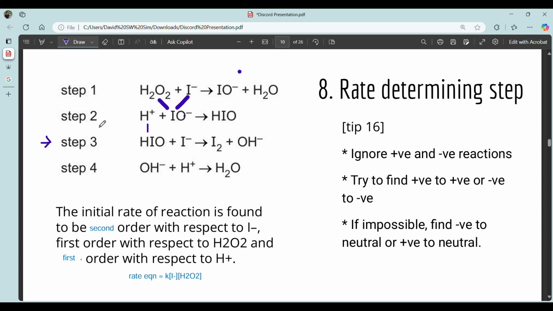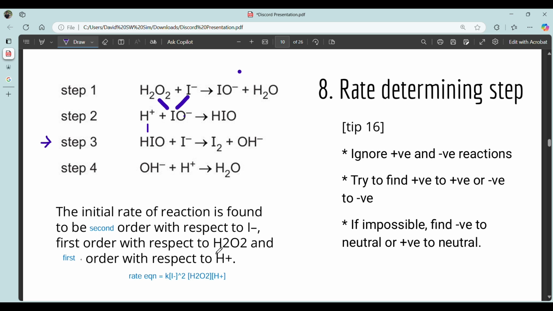I'll try to see how I can explain it in a way that's a bit simpler. Here the initial rate of reaction is second order with respect to iodide, first order with respect to H2O2, and first order with respect to H plus. Let me change this so that it's easier to see. So which step is the RDS?